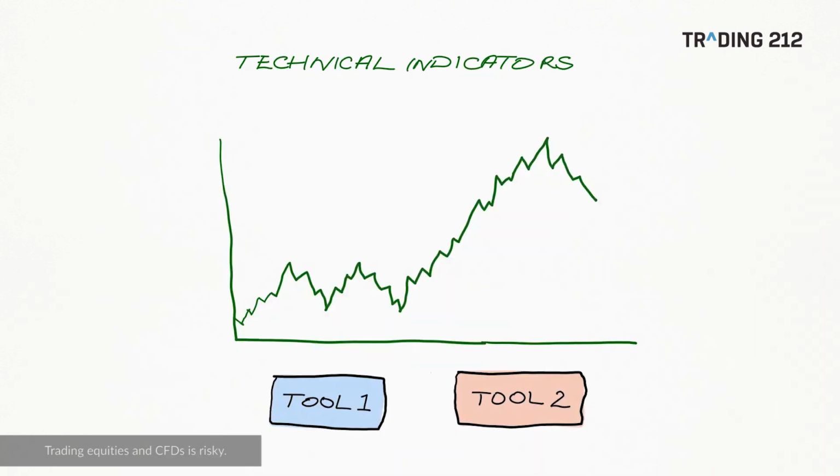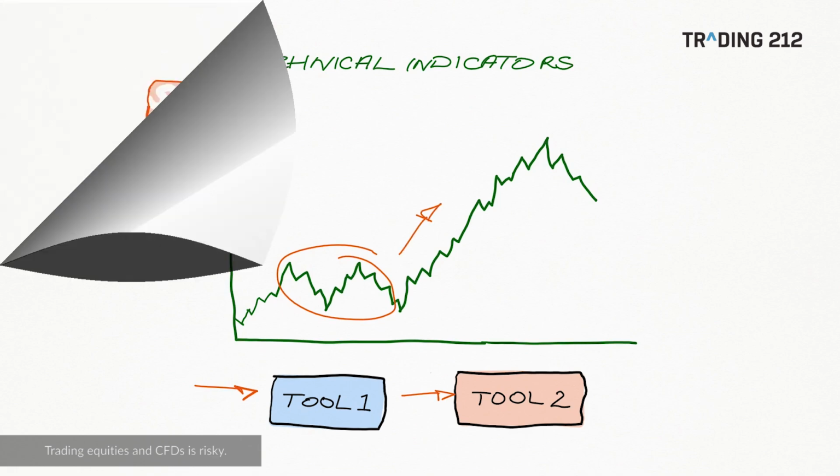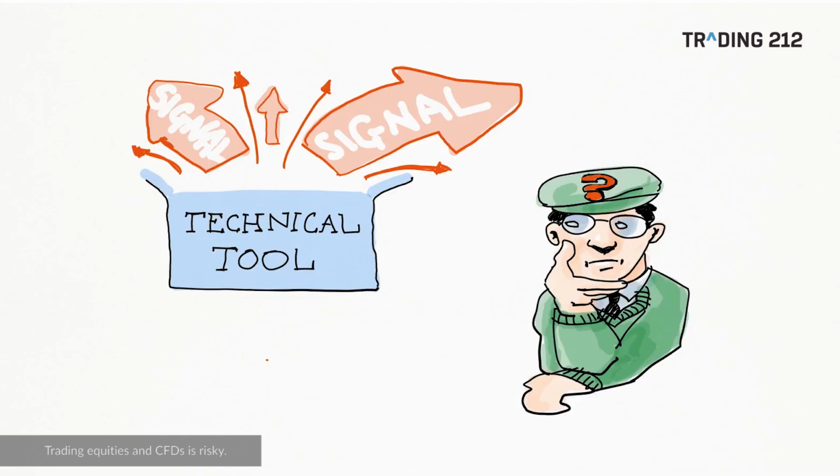So we might need to use different tools at certain times. Tool 1 here might be designed to help us time buys and sells when a market is range bound, like this part of the chart, whereas tool 2 might be designed to help us identify, let's say, if a breakout has occurred. So a technical tool, once you turn it on for a market, is basically always churning out output.